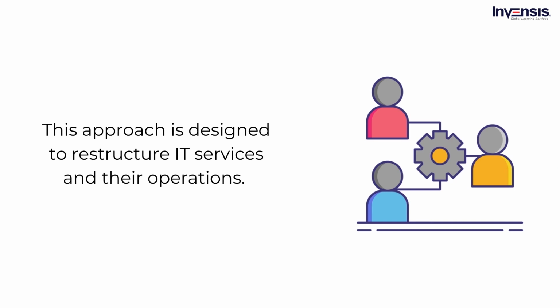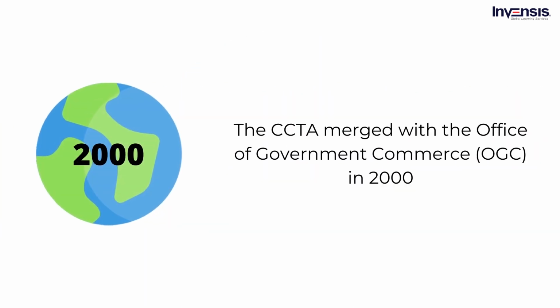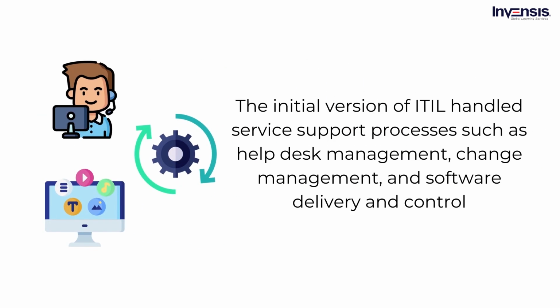In the year 2000, the Central Computer and Telecommunications Agency was merged with the Office of the Government of Commerce, which further laid the foundation for the betterment of the ITIL process. In 2000, the initial version of ITIL handled service support processes such as help desk management and change management and software delivery and control. With all these features, industries follow a better IT process.